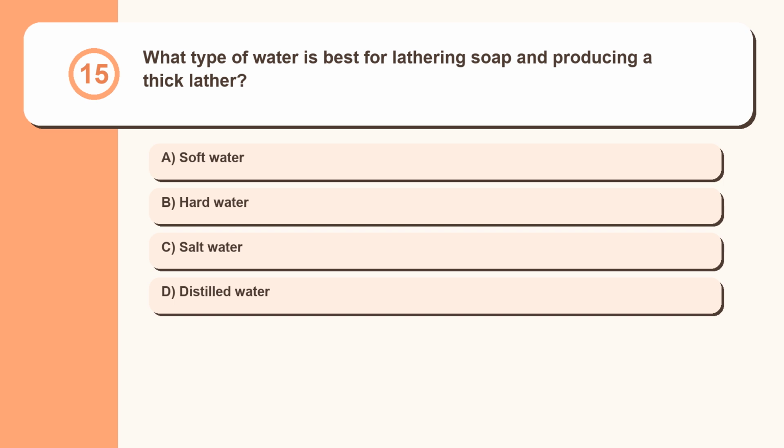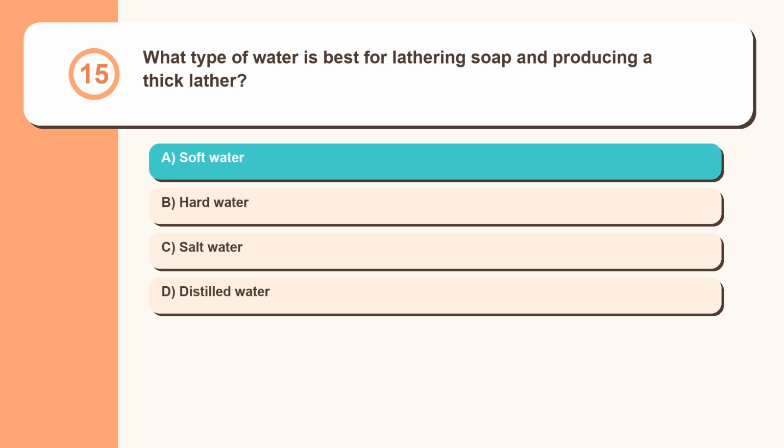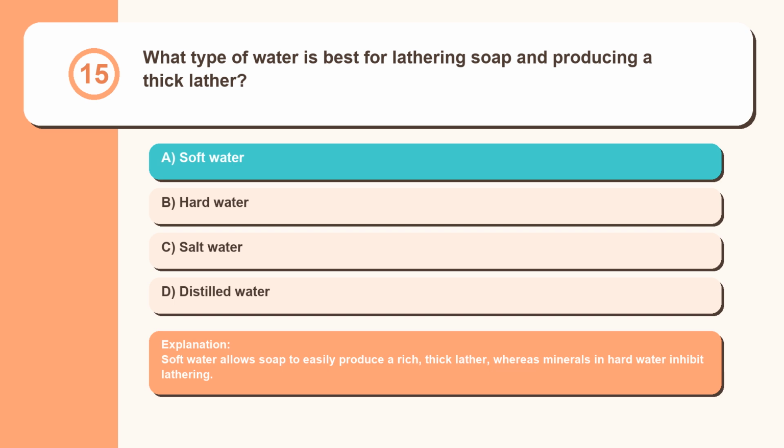Question 15. What type of water is best for lathering soap and producing a thick lather? Soft water, hard water, salt water, distilled water. Soft water allows soap to easily produce a rich, thick lather, whereas minerals in hard water inhibit lathering.